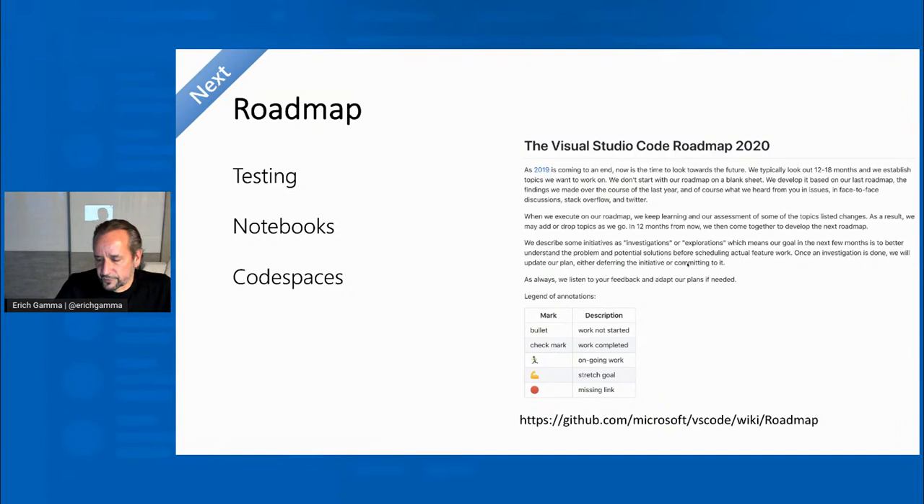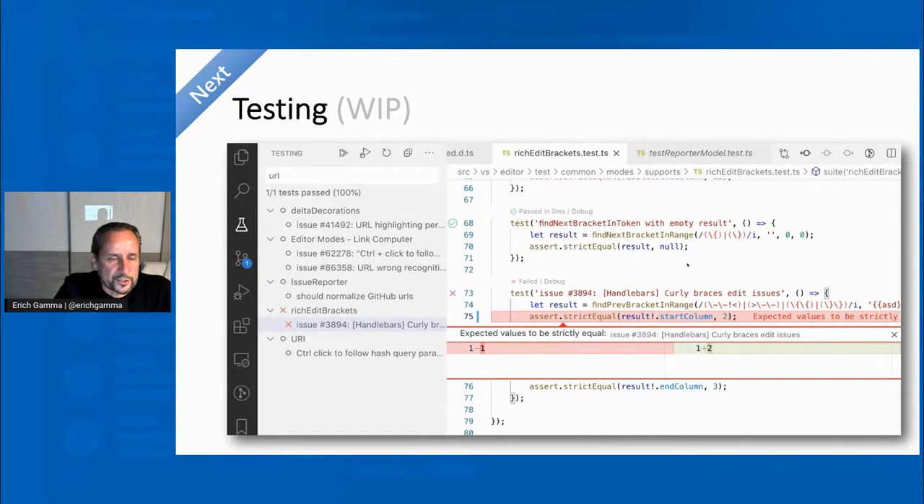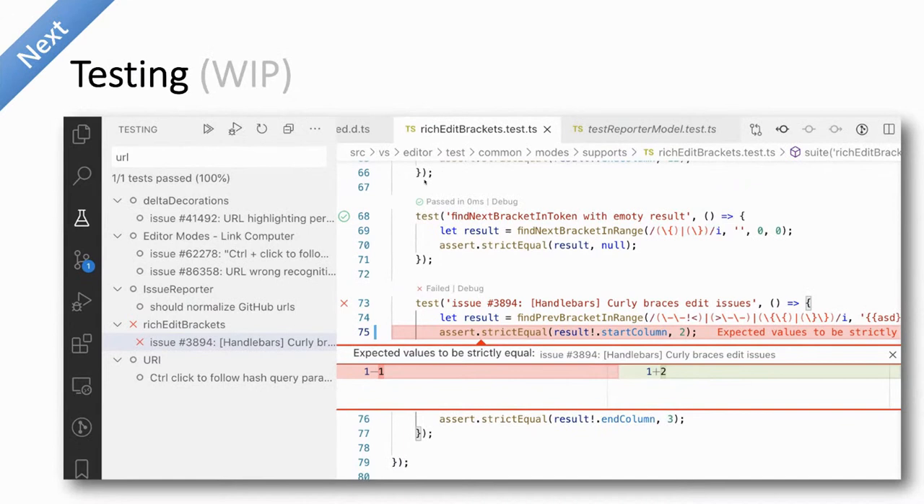So, I can show you a glimpse here. This is an extension which leverages the new testing support for our own VS Code repository and for the tests we run in there. And you see now we have what are kind of community inventions. They use code lenses so that you can run your test. You can now also do it from the gutter.